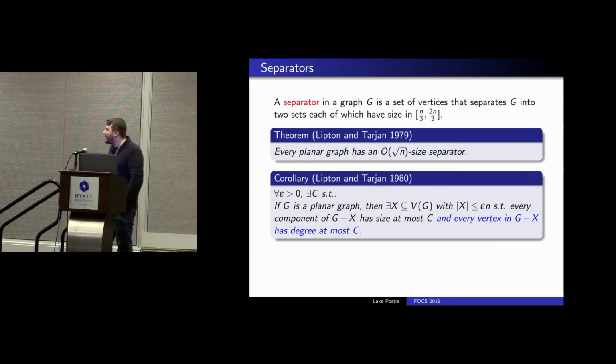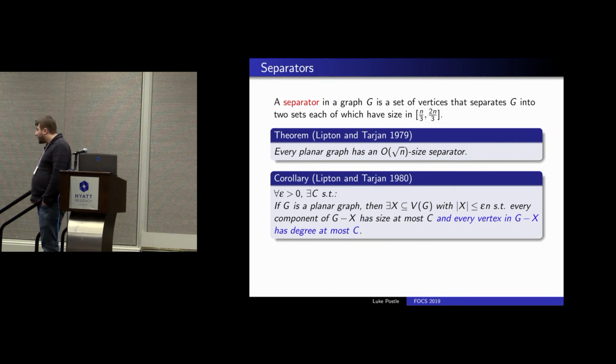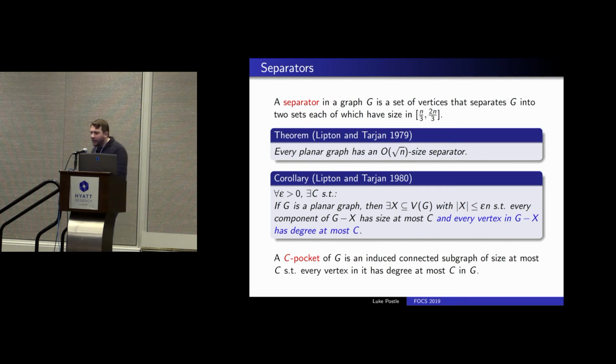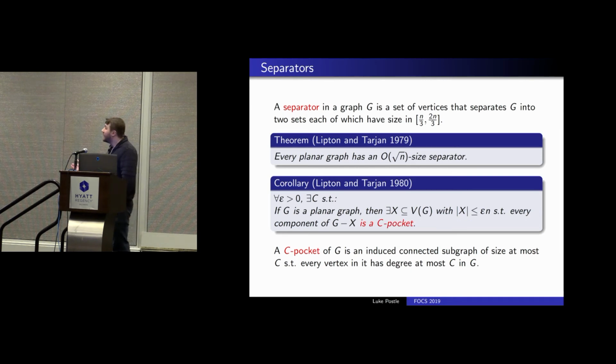And if you think about it, since planar graphs have a small number of edges, you can actually guarantee that the vertices in those components also have small degree, at most c. So this is nothing new, but let me give you a name for this. We'll call it a c-pocket. So it's an induced subgraph of size at most c and degree at most c in G. So not degree in the component, in the whole graph, small degree. So I'm just saying you have a linear sized set that separates everything into c-pockets.